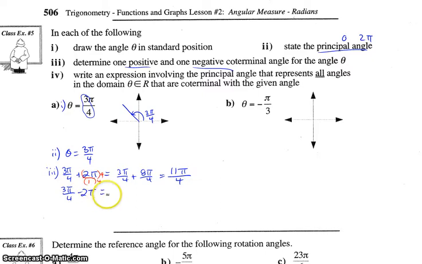Same idea with the negative 2 pi, except now it would be 3 pi over 4 minus 8 pi over 4, which would give us negative 5 pi over 4.